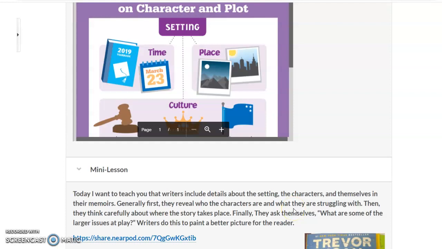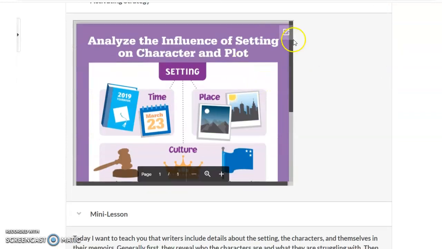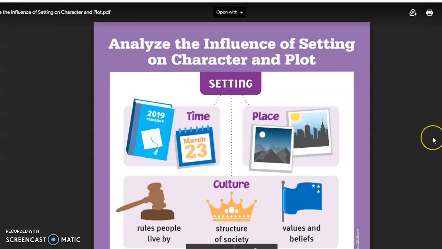for the reader. If you look on the e-class page, under the activating strategy, there's a little PDF here that you can look at that gets into some of the questions that writers are going to be asking about it, and what readers should be asking as well, as they're analyzing the influence of setting on character and plot.